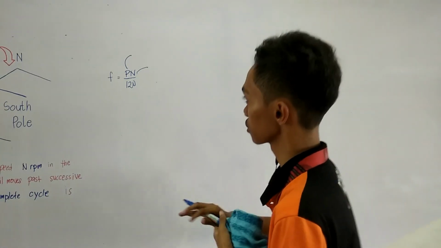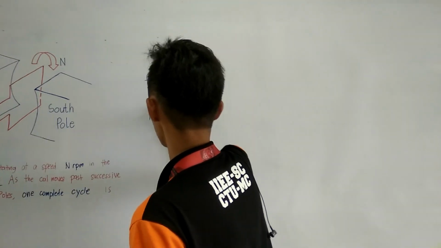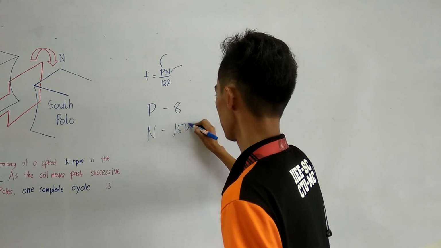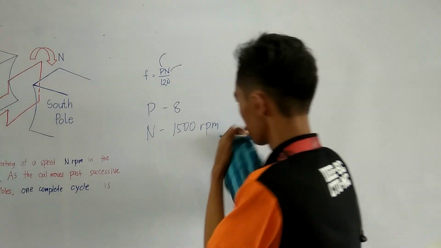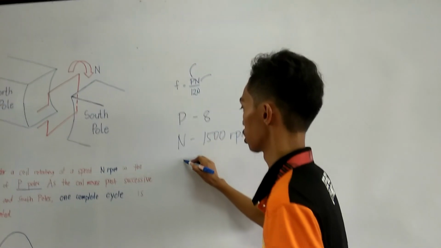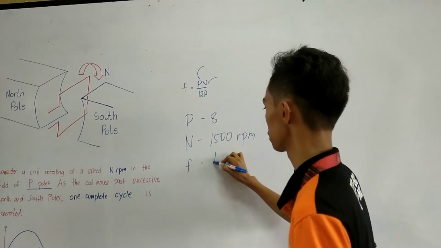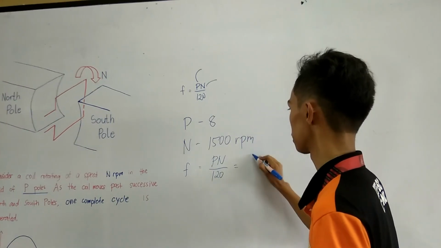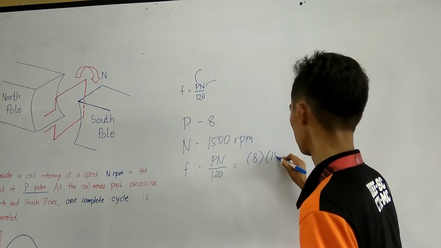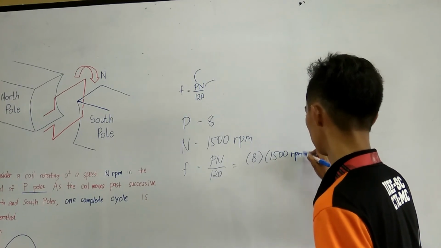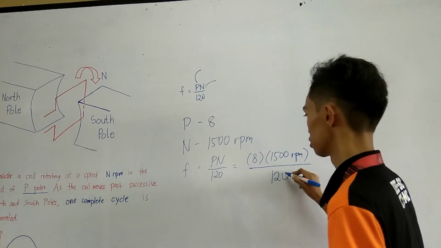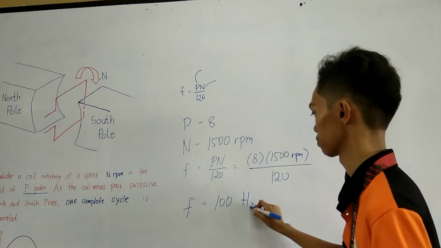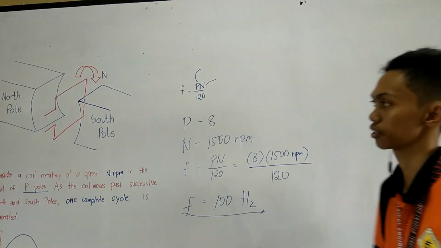Okay, so consider an alternator which has a number of pole pairs of 8 and a speed of rotation of 1,500 RPM. To get the frequency of the alternator, we directly substitute into the formula f equals PN over 120. So that's 8 poles, 1,500 RPM over 120, we get a frequency of 100 Hertz. So this is the frequency of the alternator.